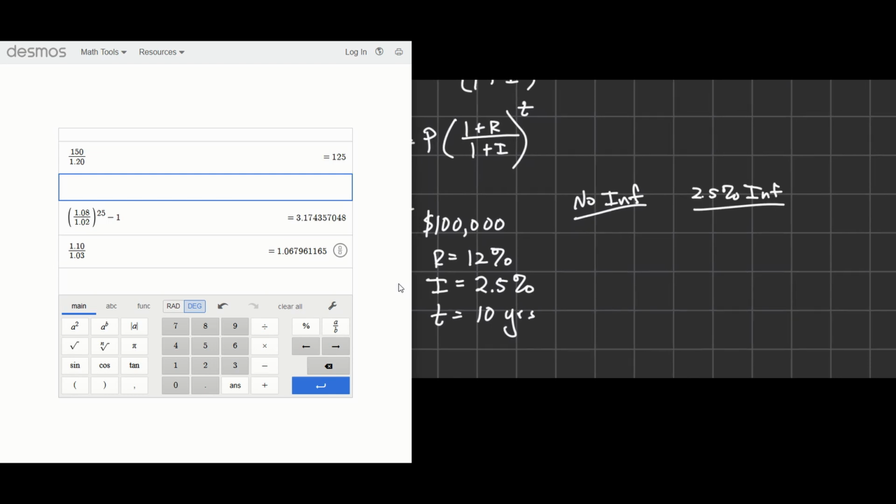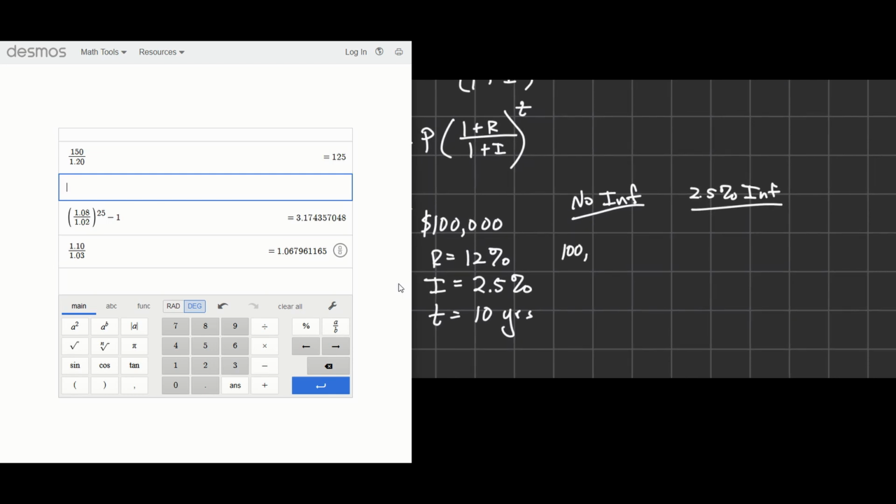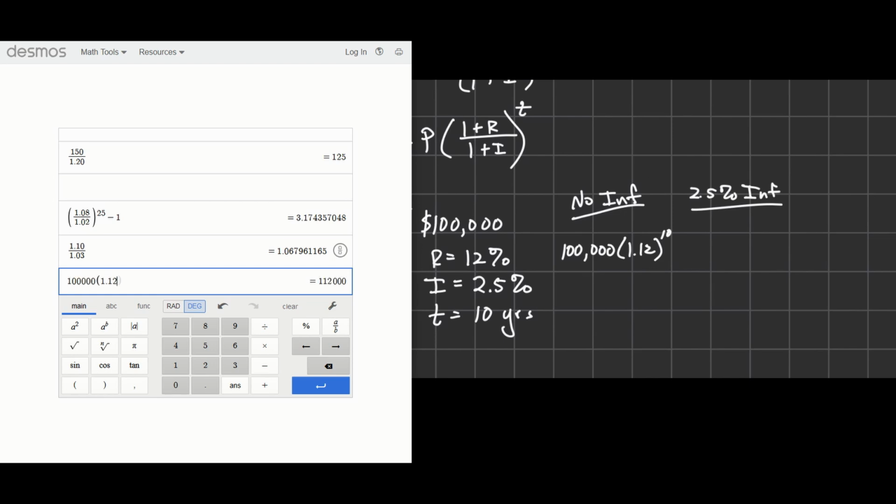All right, so if we had no inflation, then we would just take our $100,000 and multiply it by 1.12 raised to the 10th power. With zero inflation, this is going to be the nominal amount that we actually are going to have. This is what will actually be in the bank account. It should be worth about $310,000. All right, so that's the nominal amount. That's how much we'll actually have.